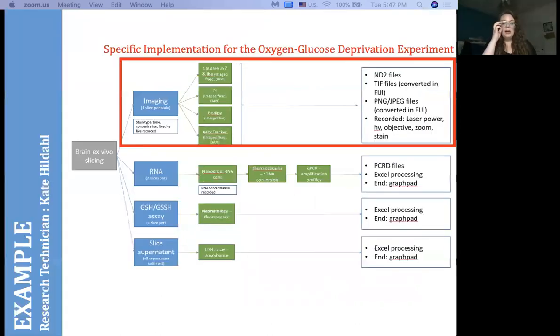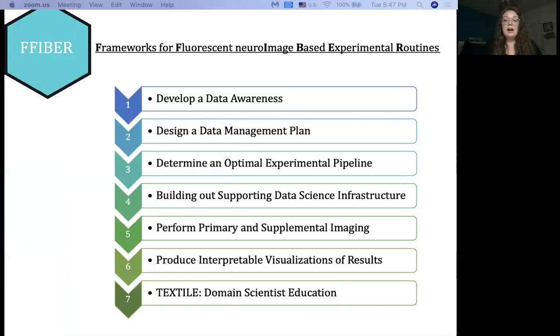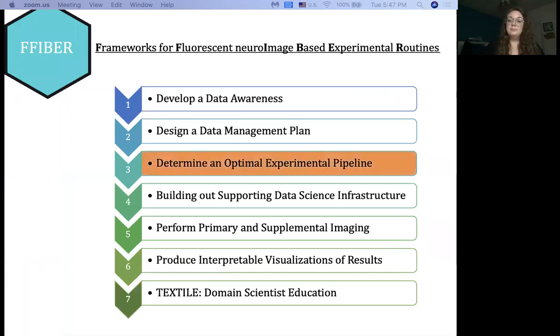Here's an example of a preliminary data management plan from our research technician, Kate Hildahl. And this was one she created before we ever completed the oxygen glucose deprivation experiment. But because this plan had already been used, we can specifically implement the more detailed version of this plan straight into the experiment so that we already had a data management plan going in. After we develop a data management plan, we determine an optimal experimental pipeline.